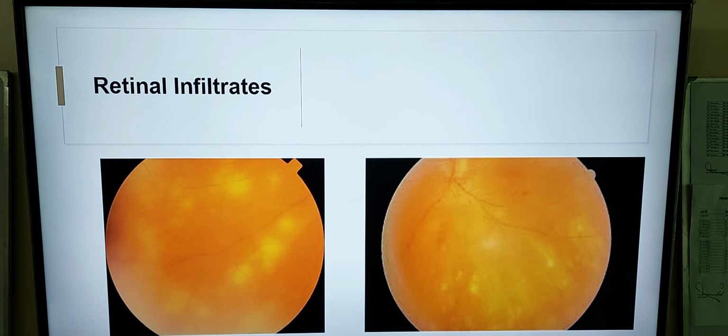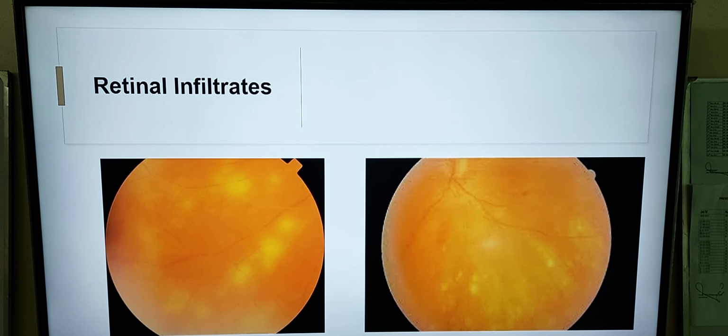So this is how the retinal infiltrates look, these yellowish white spots. You can see they have ill-defined borders and they are yellow whitish in color. Similarly in this second photograph.